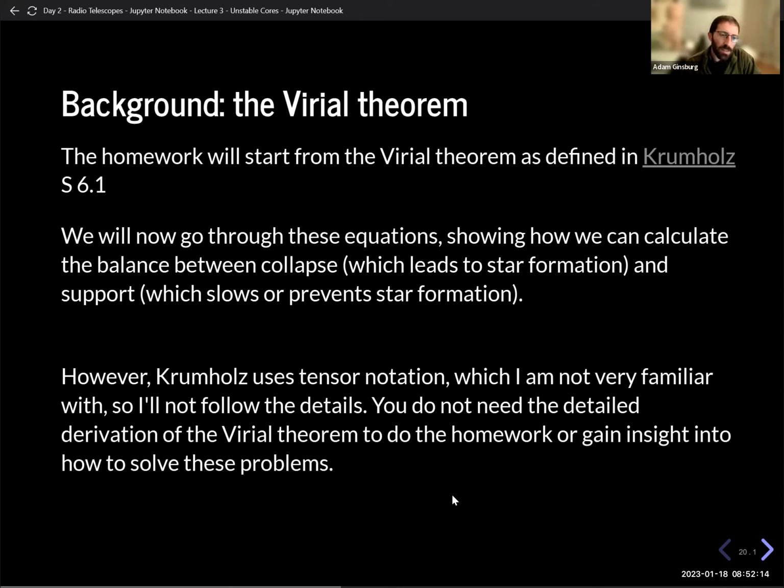My caveat here is that if you try to follow the Krumholz text, he uses tensor notation, which is something that I'm not even familiar with. I do not expect you to be. So I'm not going to follow the exact details of how he does the derivations. I'm just going to walk through the physical meaning of the various terms and the way you're going to use them.